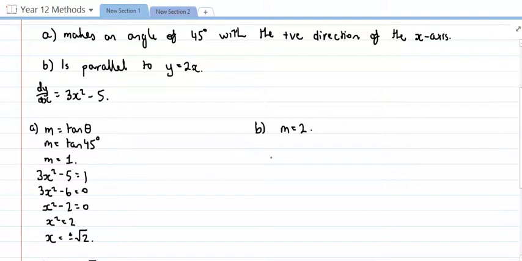So what I'm going to do next is take my derivative equation, 3x squared minus 5, and put it equal to 2. Looking like this one isn't going to be so nice, so I'm just going to add 5 to both sides. So 3x squared equals 7, and divide both sides by 3, so x squared equals 7 thirds, and then take the square root, so x equals plus or minus the square root of 7 thirds.